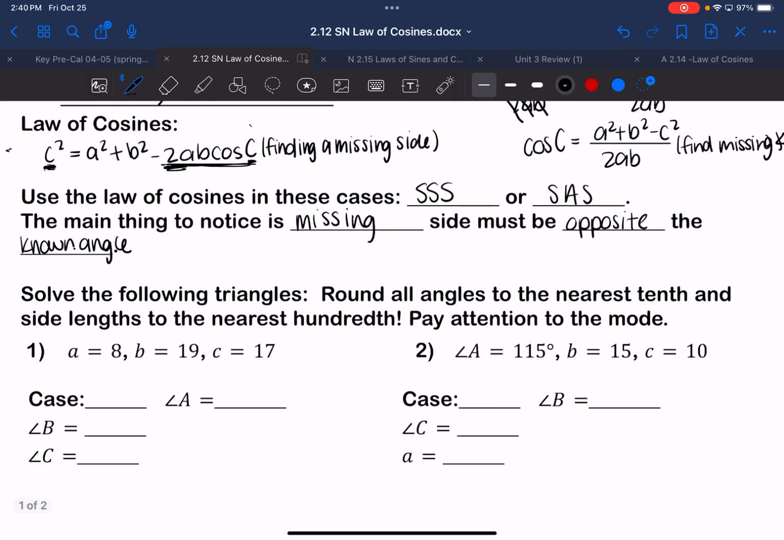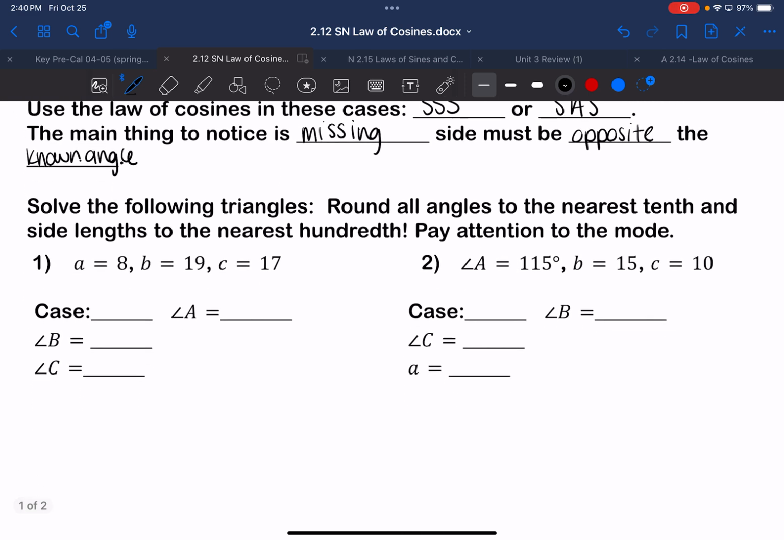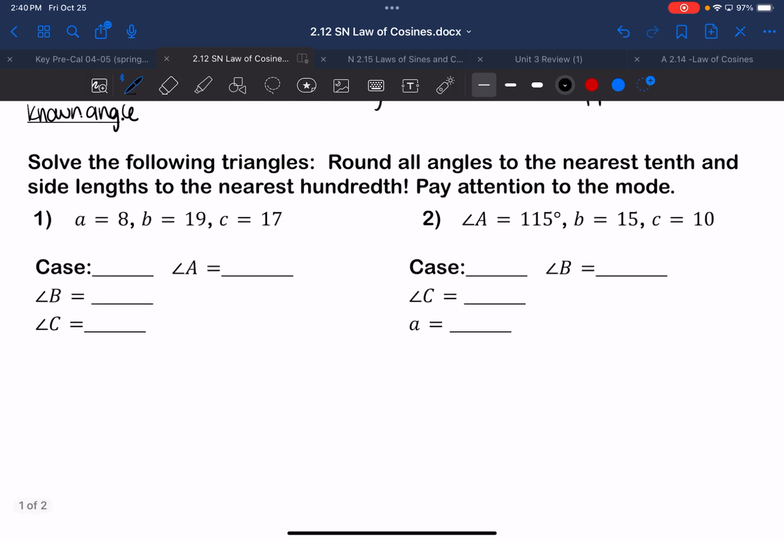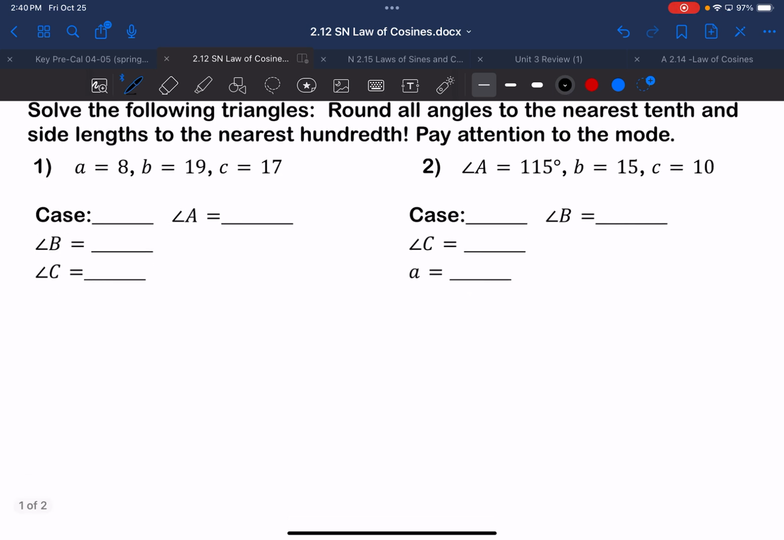Okay, so let's try applying this. Example number 1 says solve the following triangles, round all angles to the nearest tenth and side lengths to the nearest hundredth. Make sure you are in the correct mode in your calculator. All right, so here's our triangle. I'm going to label my vertices. And we are told here that side A has a length of 8, side B has a length of 19, and side C has a length of 17.